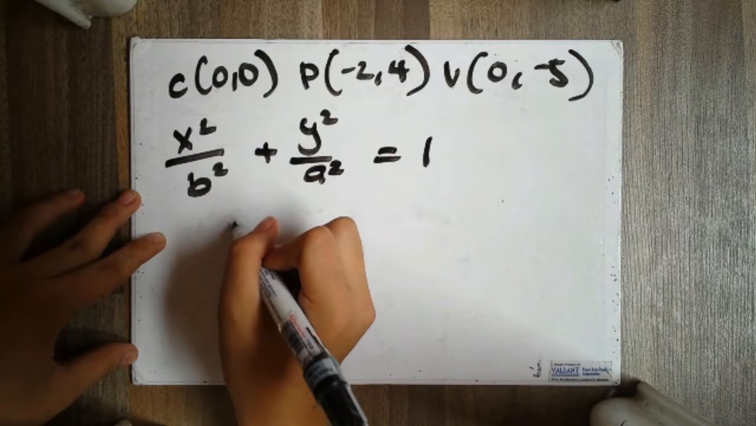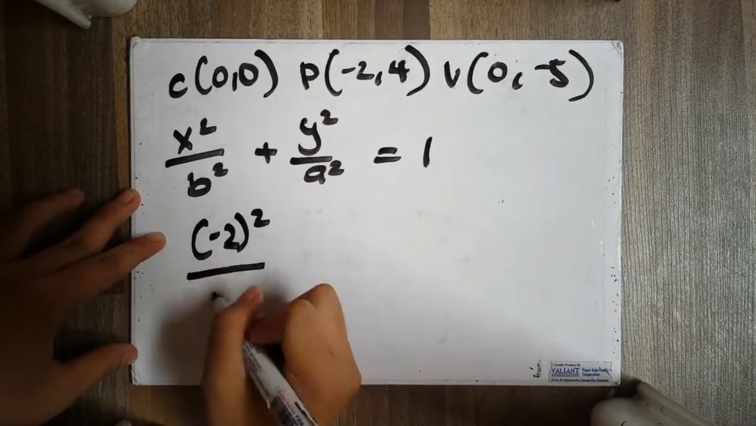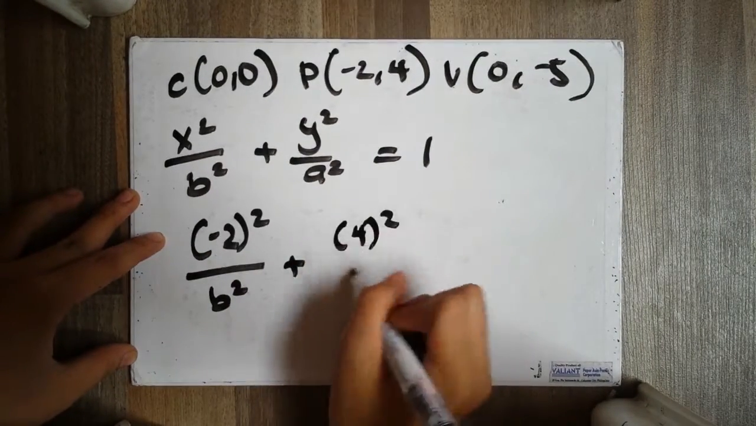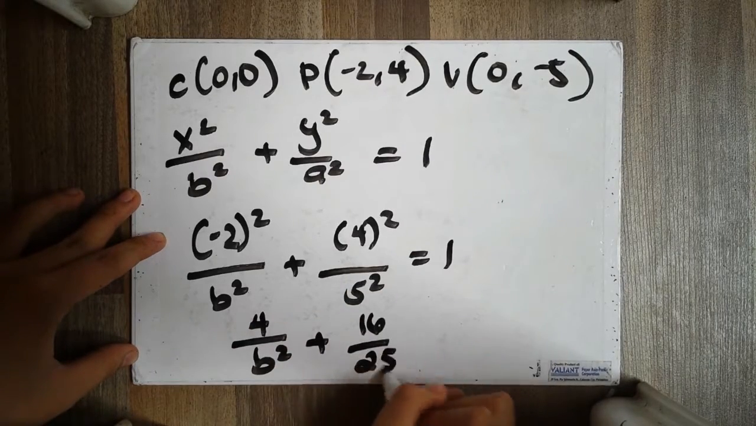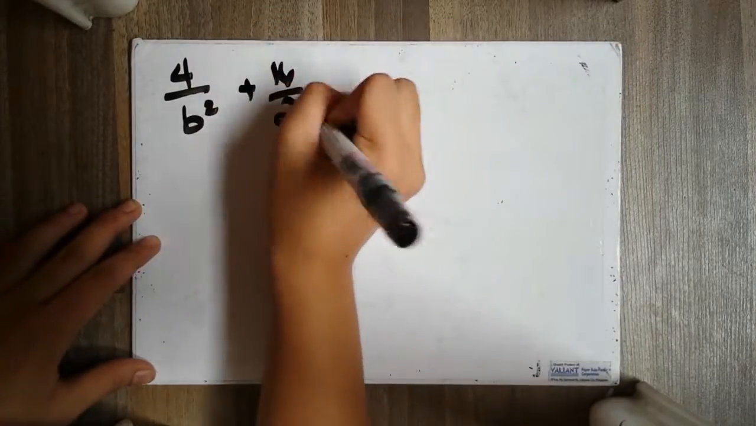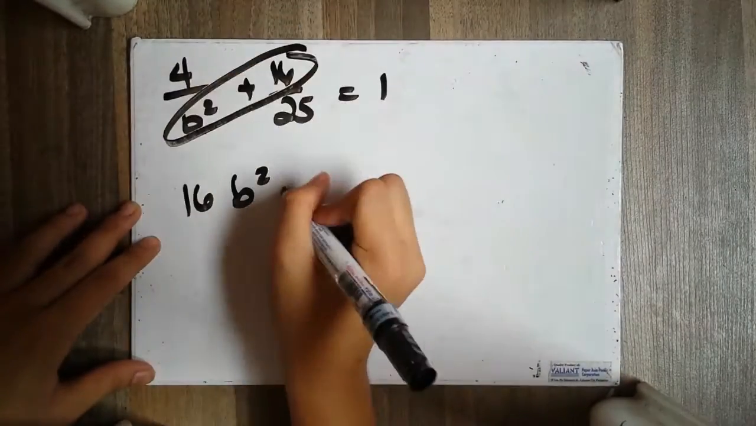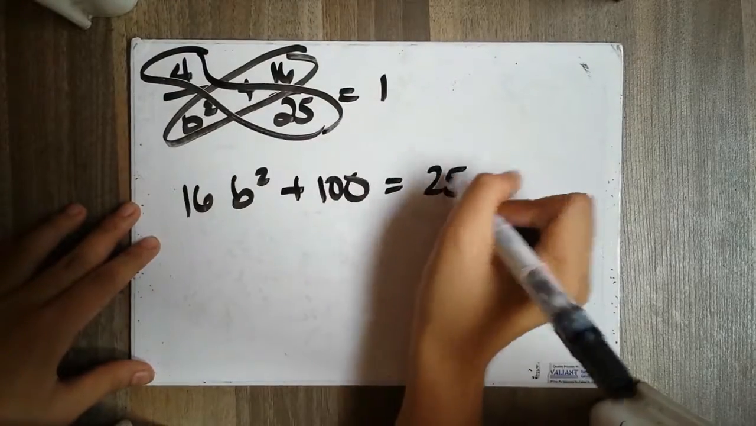with our givens and the standard equation of an ellipse, which is x squared over b squared plus y squared over a squared is equal to 1, we can then substitute the points. Our equation then becomes 4 over b squared plus 16 over 25 is equal to 1.